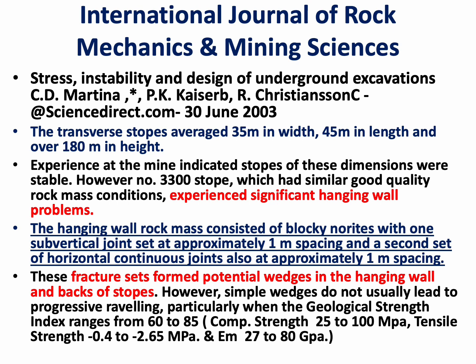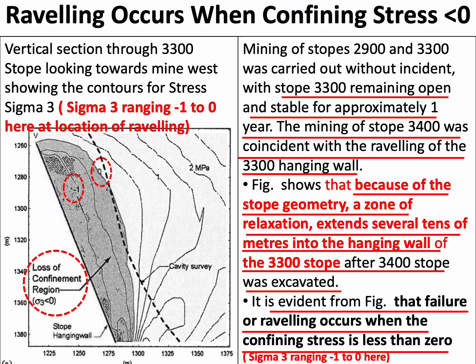progressive raveling, particularly when the geological strength index ranges from 60 to 85, compressive strength 25 to 100 MPa, tensile strength -4 to -2.65 MPa, and E_m 27 to 80 GPa. Raveling occurs when confining stress is less than 0.